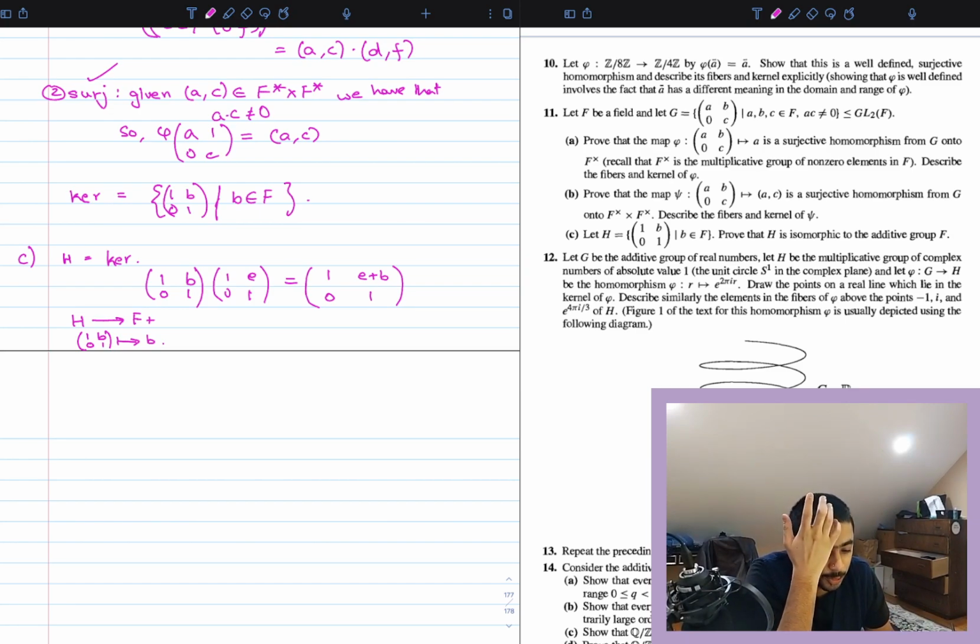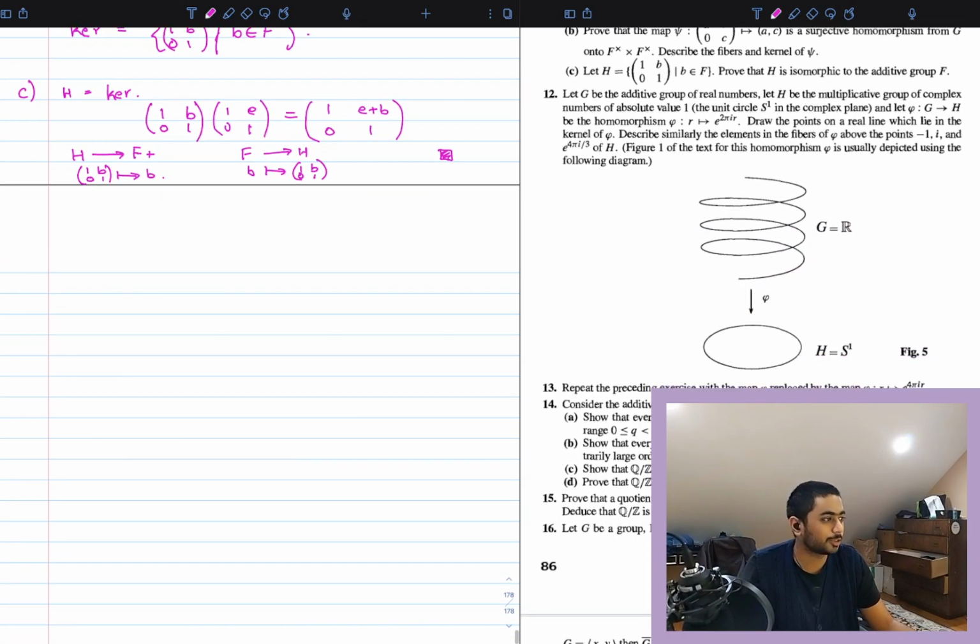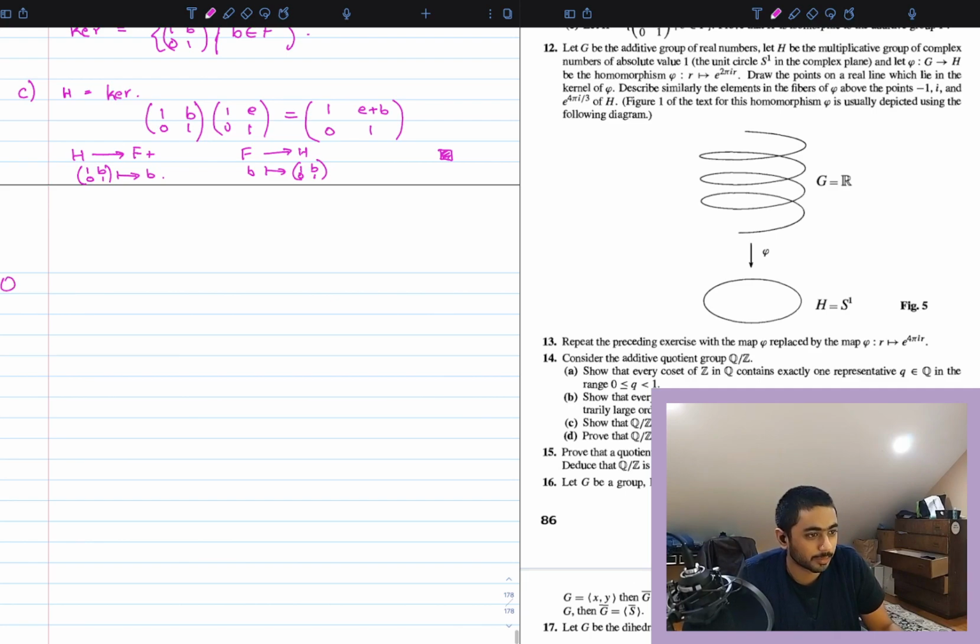I guess we also need to show injectivity and surjectivity to get that it's an isomorphism. But the other thing we could do is just define an inverse from F as an additive group to H that sends the element B to the matrix 1 0 B 1. And then this same equation shows that this is also a homomorphism. And then look, these guys are clearly inverses, and so we're done. It's an isomorphism. All right, question 12, algebraic topology time.